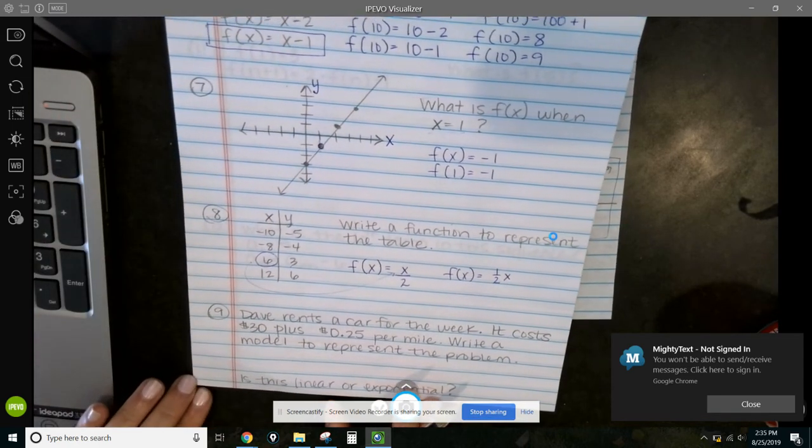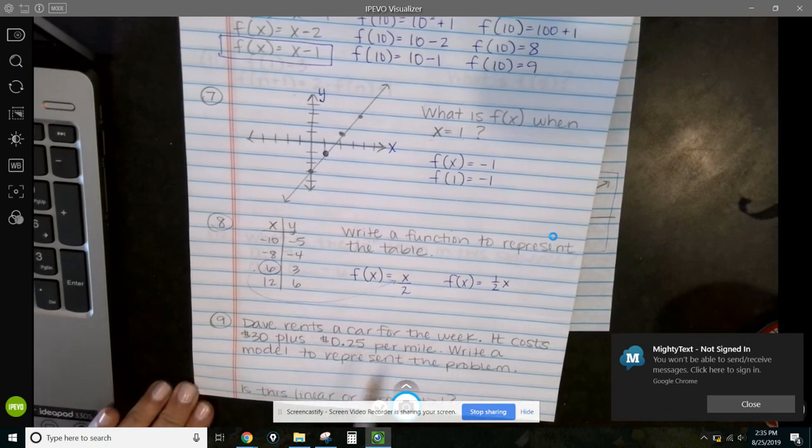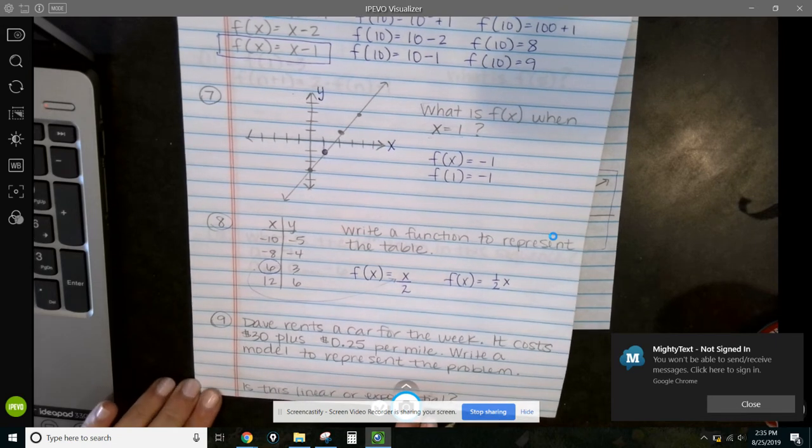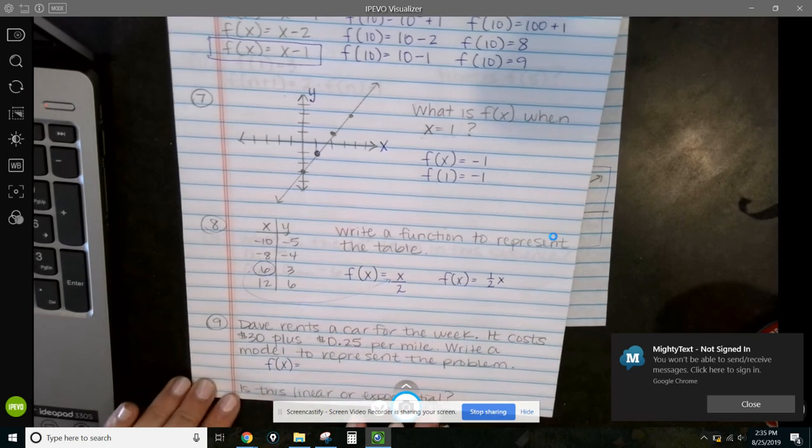So Dave rents a car for the week. It costs $30 plus 25 cents per mile. Write a model to represent this problem. So I'm just going to use f of x notation. They might ask you to use different variables.